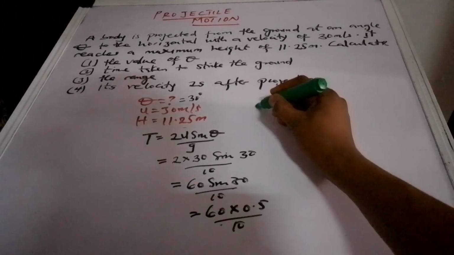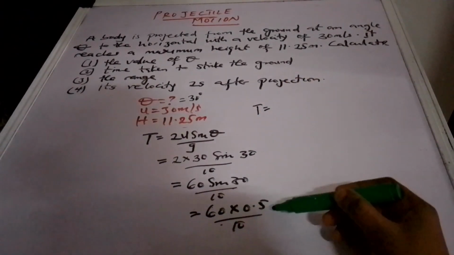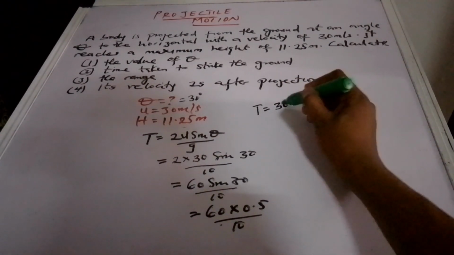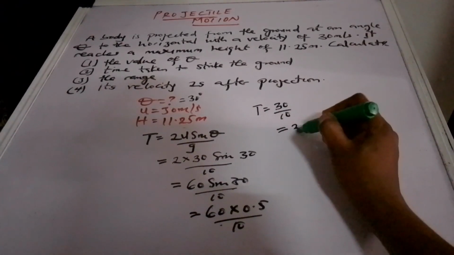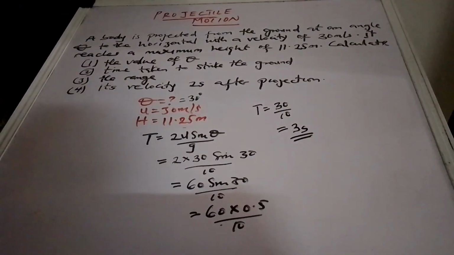So what's going to be our t now? Our t is going to be 60 multiplied by 0.5. That's going to be 30, then divided by 10. So our total time of flight is going to be 3 seconds.